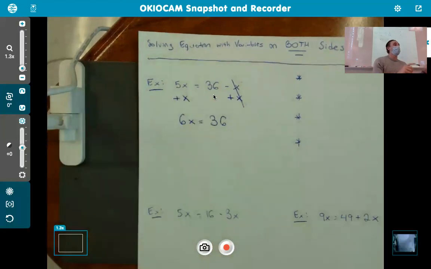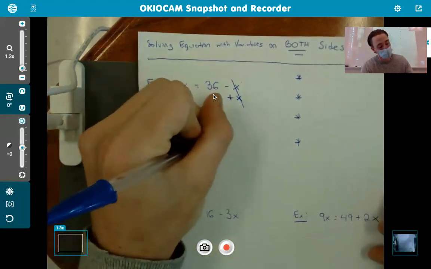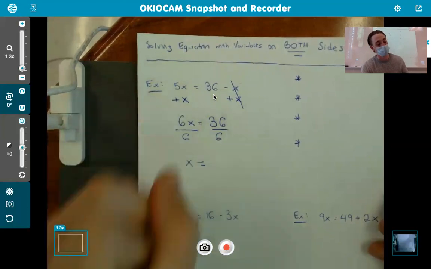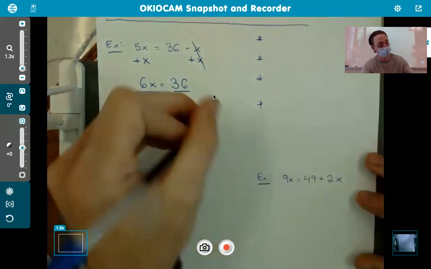So now what do I have? I have all my variables on one side. All of my constant terms, terms that do not have a variable, are on the other side. And then Isaiah, do you want to tell me what I have to do from here? So how would I solve for x? What do I have to do? Right, divide by 6 on both sides. And what's 36 divided by 6? 6. Good job.